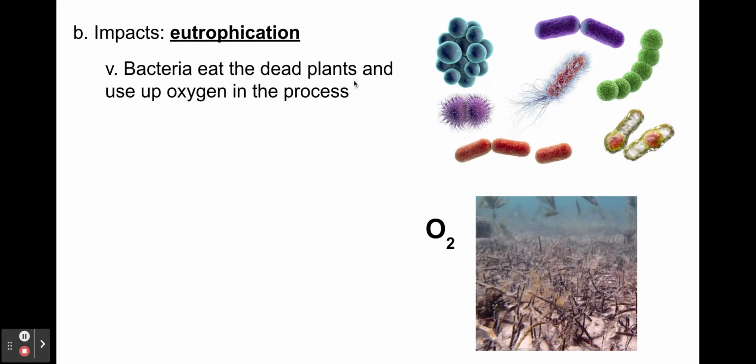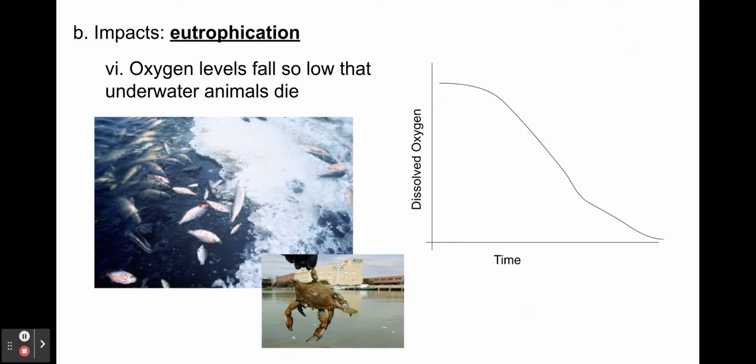That brings us to step 5. Bacteria eat the dead plants and use up oxygen in the process. So 2 things are happening here. The bacteria are eating the dead plants, but to eat the dead plants, they actually need to use oxygen. So they're going to be sucking oxygen out of the water as well, which brings us to step 6. Oxygen levels fall so low that underwater animals die because animals need oxygen to survive.